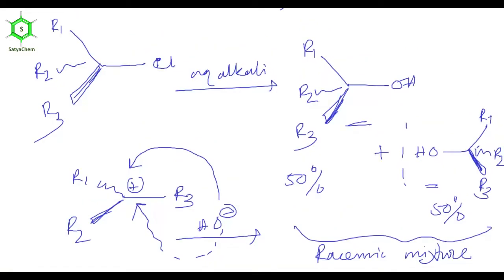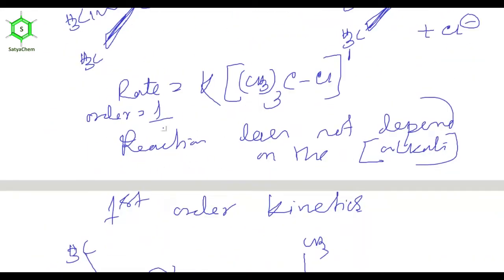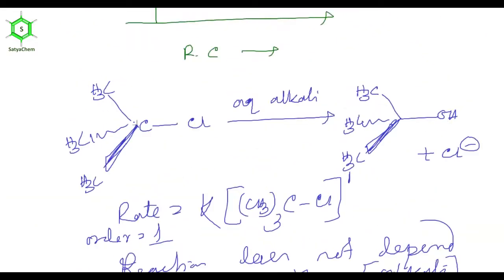Clear? So right now I am trying to summarize this kind of reaction. See, this reaction follows first order kinetics, so it depends only on the concentration of the alkyl halide. The Cl group gets substituted by HO minus. So it's a substitution reaction, and here the reaction proceeds through the formation of a carbocation.